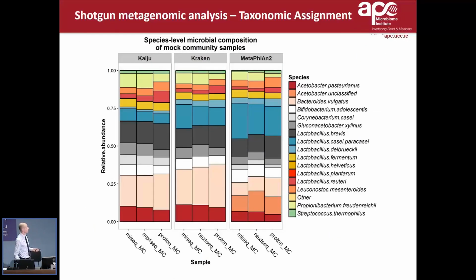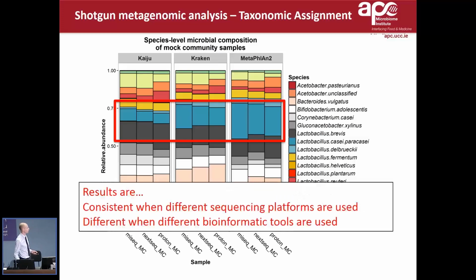To emphasize that more dramatically, again, we went back to our model pretend communities and made those up again. And you can see there are similarities when you're looking within the same software across different instruments, but when you're looking at different software, you're seeing considerable changes in terms of the proportions of different communities which are present. So the net outcome, the net take-home point, you're seeing somewhat consistent results when different sequencing platforms are used, but different when different bioinformatic tools are employed.